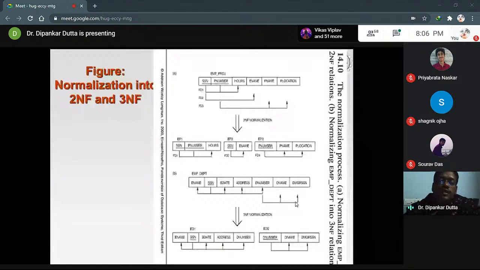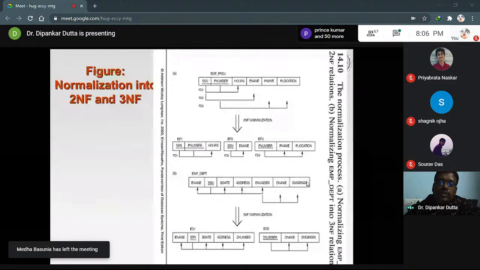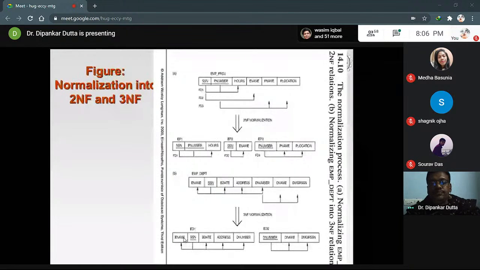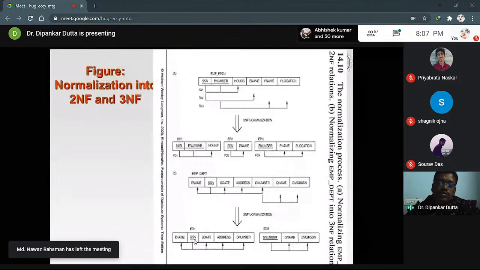See here, SSN implies d number, and d number implies d name and dmgr SSN. So what we have to do is divide this table into 2 tables. SSN implies d number, okay fine, 1 table, and d number implies d name and dmgr SSN, so that in each table, non-prime attributes depend directly on the primary key. There will be no transitive dependency. See, in this table there is no transitive dependency, and in this table there is no transitive dependency.